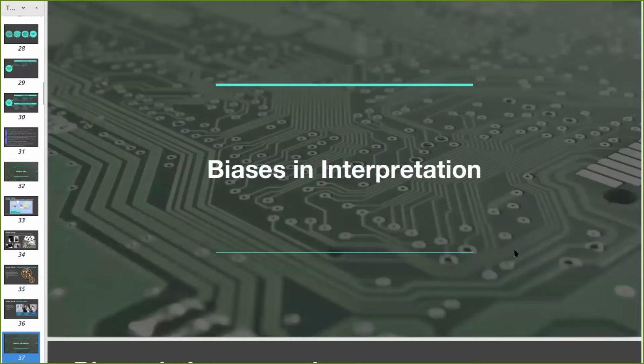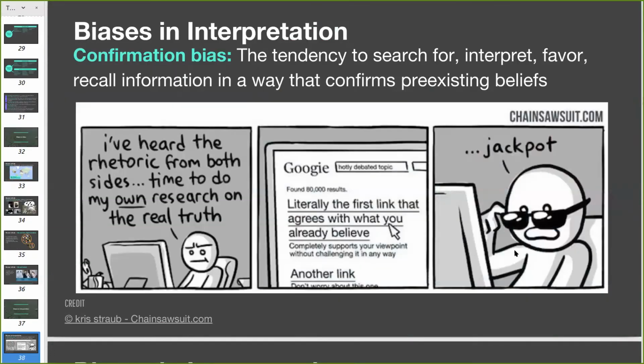Biases in interpretation. So this is another kind of bias. As we can see here, a person says, "I have heard the rhetoric from both sides. Time to do my own research on the real truth." So here a person thinks, okay, I have to know more about something, and then he searches for it, and the first result on the Google page has a viewpoint that is almost the same as the one he has right now. And then you come to the conclusion that, okay, what I'm thinking is right. So this is one example of confirmation bias.